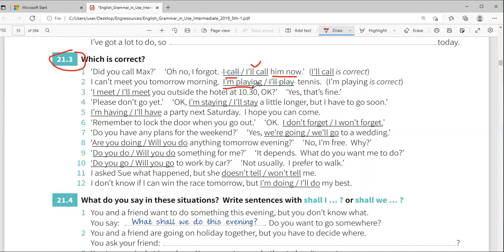Do you know why I am playing? Can't meet you tomorrow. It's already decided, right? Yeah, I already decided because I can't meet you tomorrow. That means there's some commitment that you have. By the way, these books are just the same. It's only that they interchange. Like now in this book, it's number 2. When you say I'm playing, that is what you already decided.